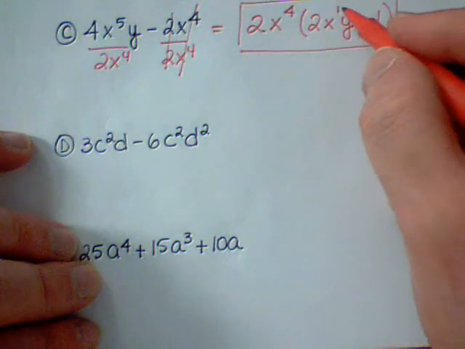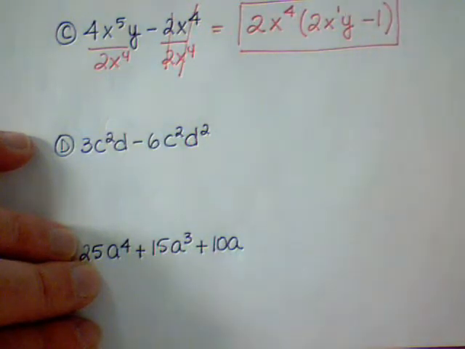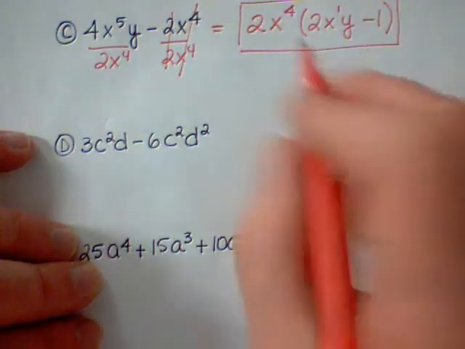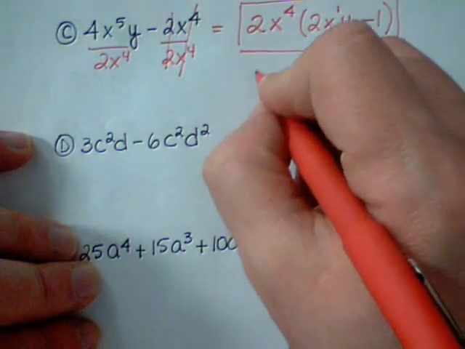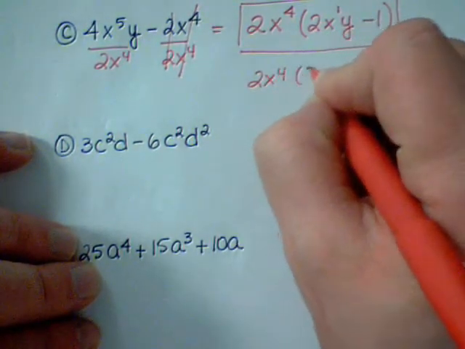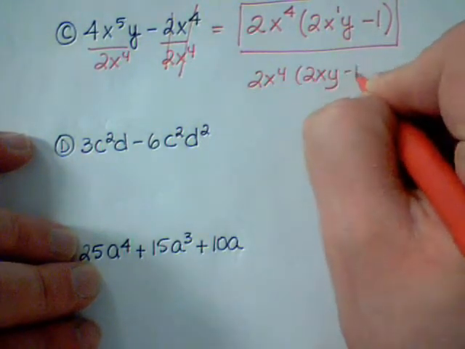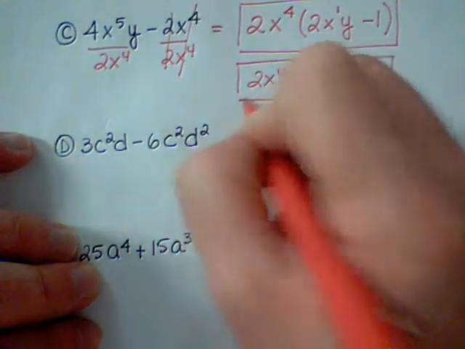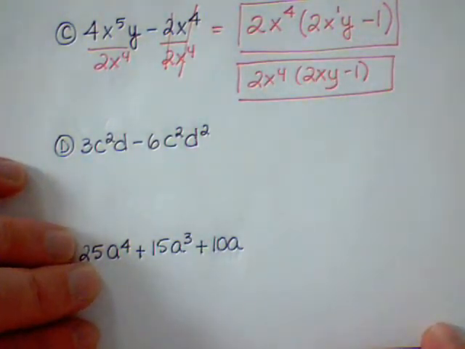Now, you don't have to write this 1 right here. You can leave it invisible. But since I already wrote in pen, I'm just going to leave it there. But you definitely can write it like this. Okay? So that will be the correct answer there.